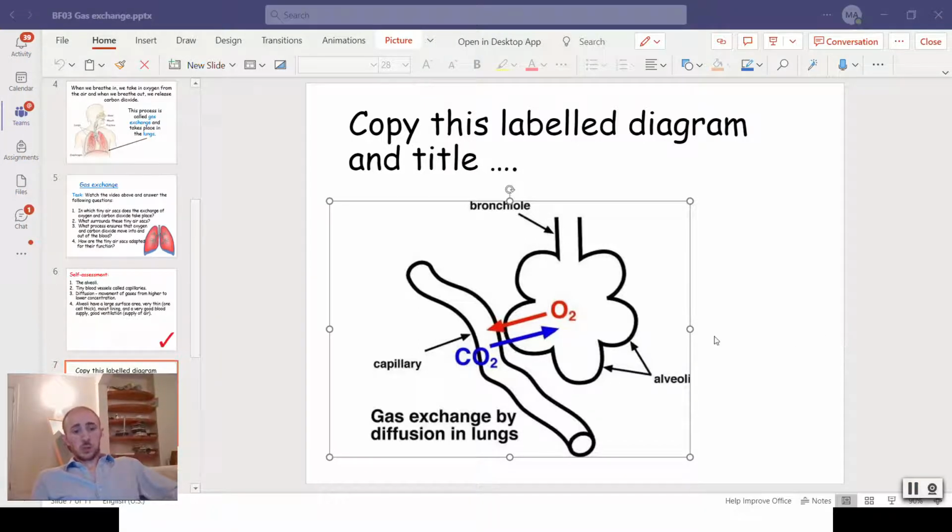Okay, so once you've got the answers to those questions and this diagram, we've ended the last lesson. Now we're going to move on to a practical. Now this practical can be done either inside or outside.